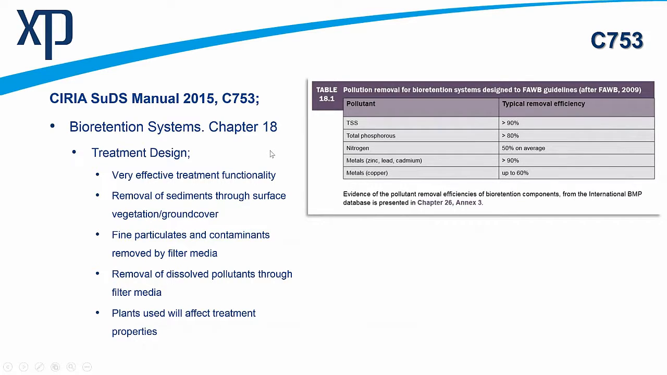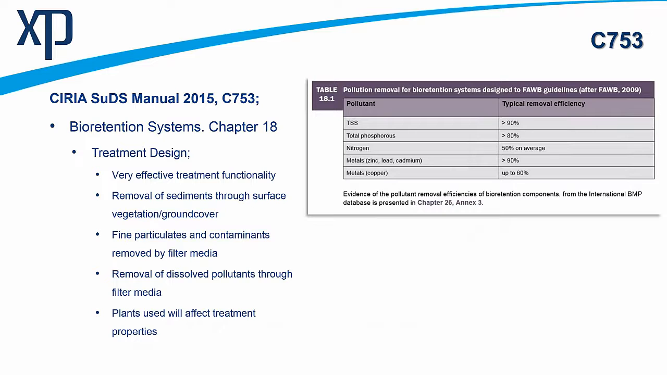And we can see here from the FAWB guidelines that we have pollution removal characteristics for total suspended solids, phosphorus, nitrates, heavy metals, etc. So we've got known figures that are coming out that are in table 18.1 of the SuDS manual. So have a look at chapter 18 and read up on this after the webinar. In terms of treatment design, they are very effective and very functional.